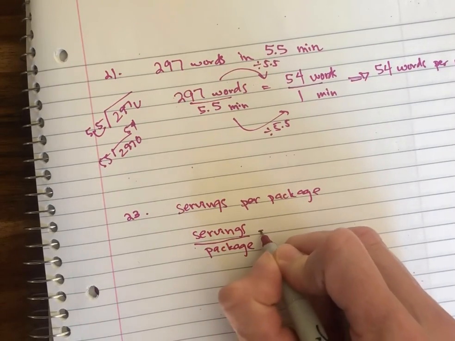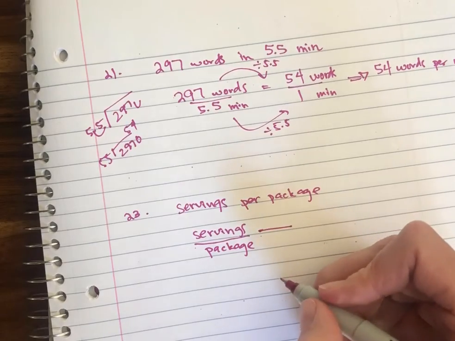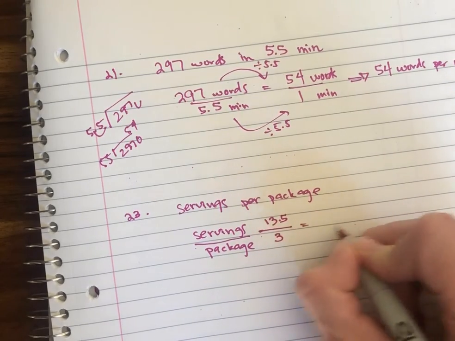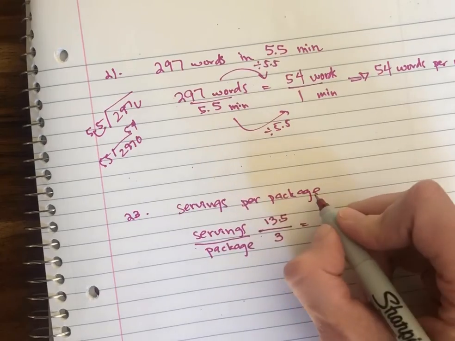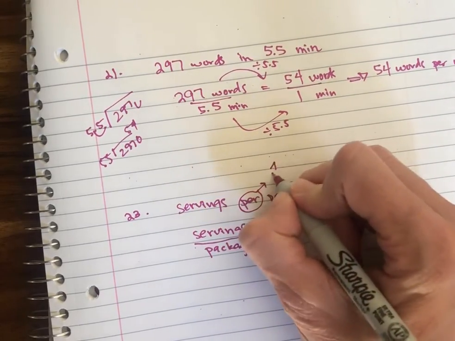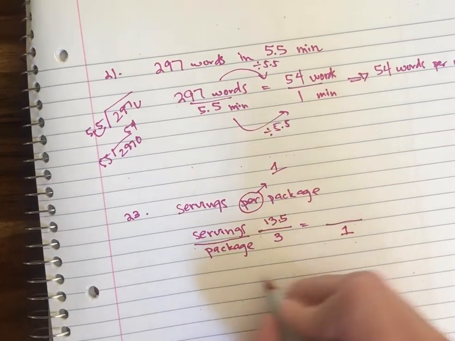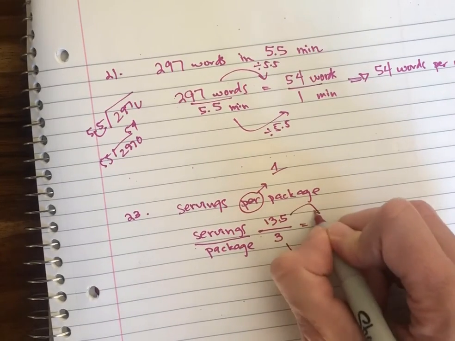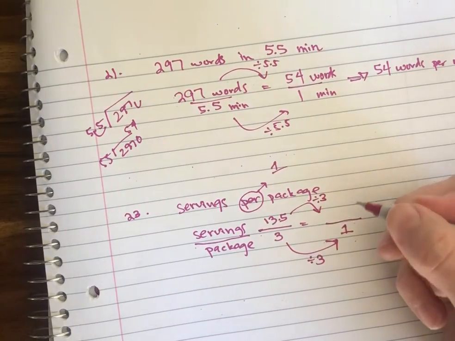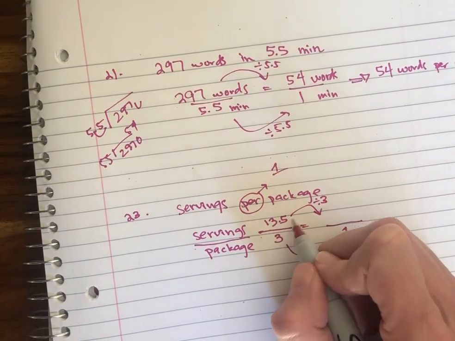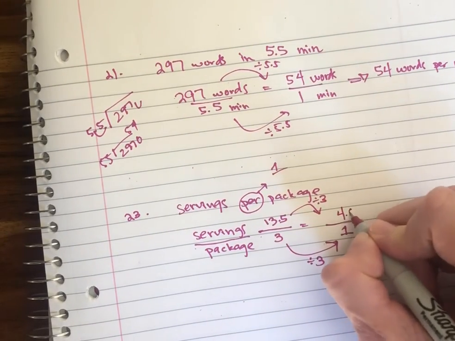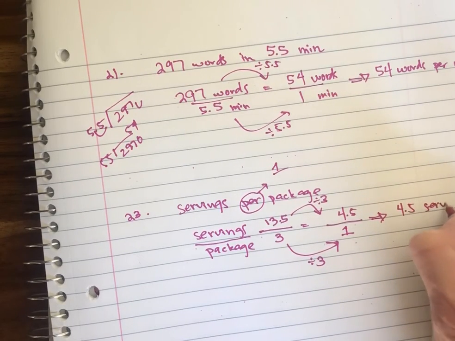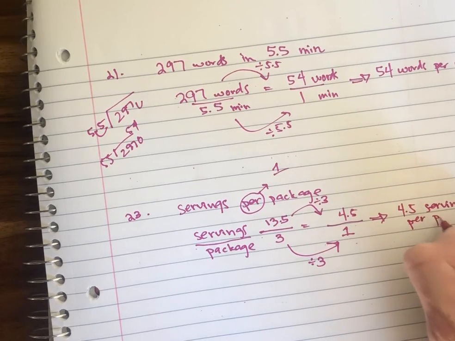It has packages on top and servings on the bottom. So what I'm gonna do is I'm just gonna take the first set of numbers out of the ratio table. Servings was 13.5, packages was 3. When it wants servings per package, remember the word per translates to the number 1. So we don't want the servings in 3 packages, we want for 1 package. So I'm gonna divide by 3, 13.5 divided by 3 is 4.5. So we would write that out, 4.5 servings per package.